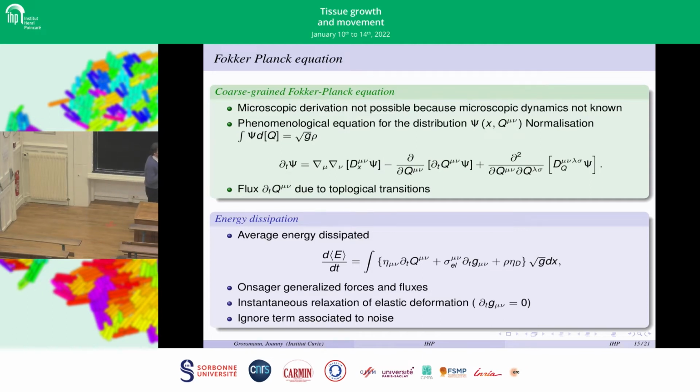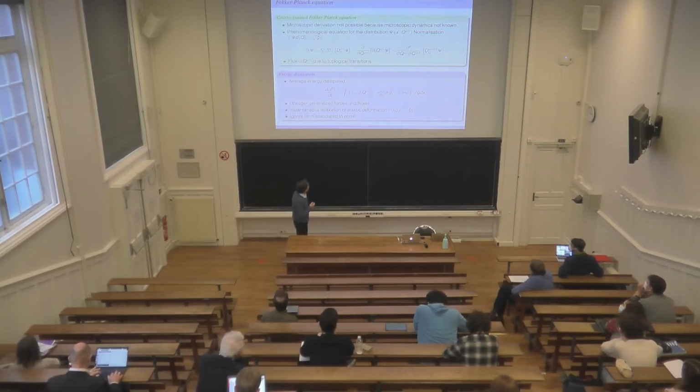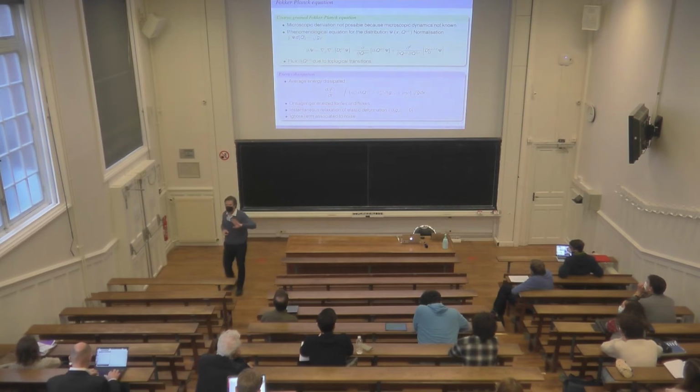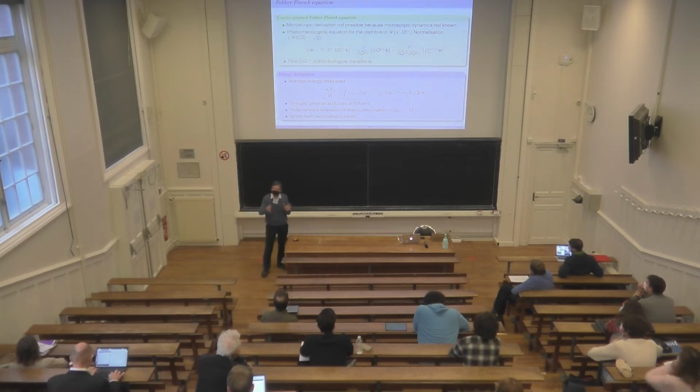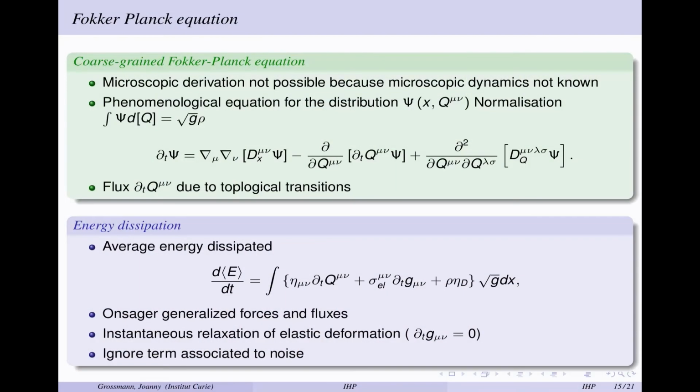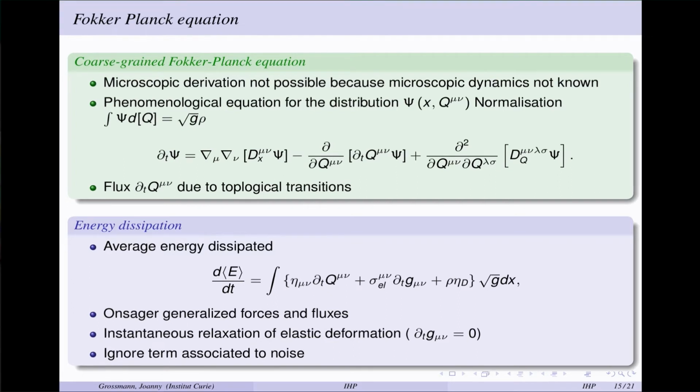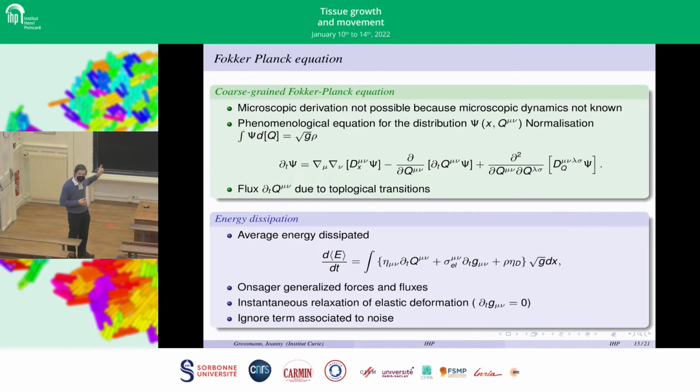There is a mechanical term, which is sigma dg. And then there is a term associated to diffusion. And what I will do is I will forget, in this talk at least, noise all over the place. So this term I will ignore completely. Moreover, I will assume that the mechanical relaxation is very fast, which means if I deform the tissue, it relaxes very fast to the equilibrium state. Very fast means what? Means very fast compared to the time scale associated with these topological processes.